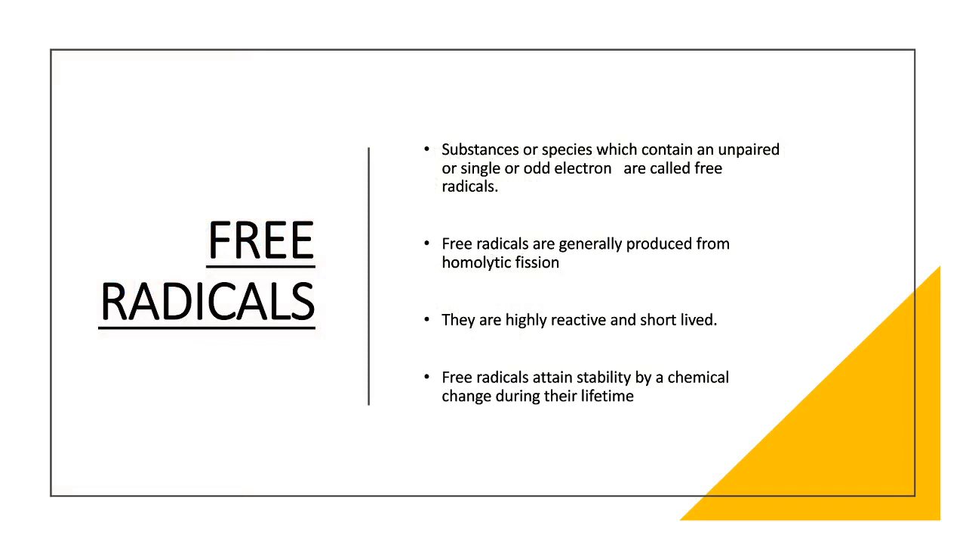First one is free radicals. So free radicals are substances, that is either atoms or species. Species in the sense group of atoms which contain an unpaired electron or single electron or odd electron. So free radicals are defined as the species which contain an unpaired or single or odd electron.